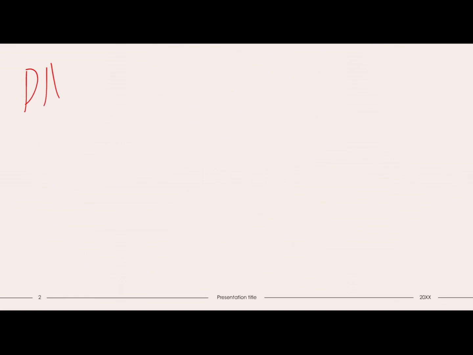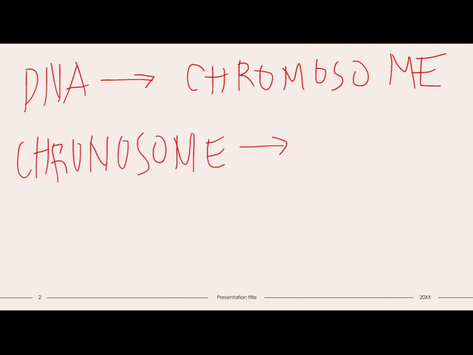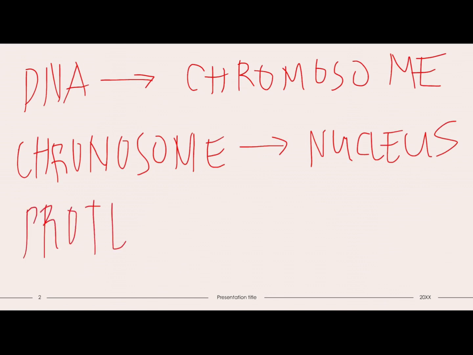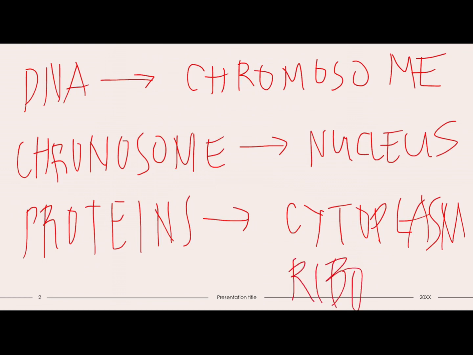Our DNA is found in the chromosome, and our chromosomes remain in our nucleus. But proteins are made in a ribosome in our cytoplasm or on our rough ER.